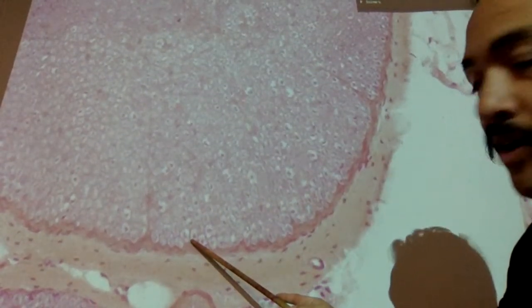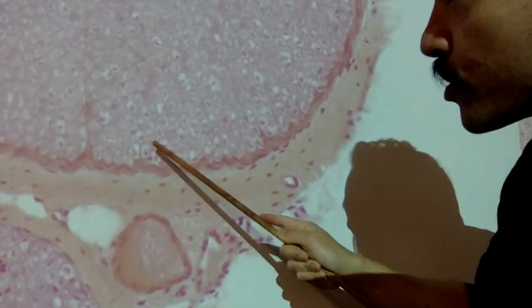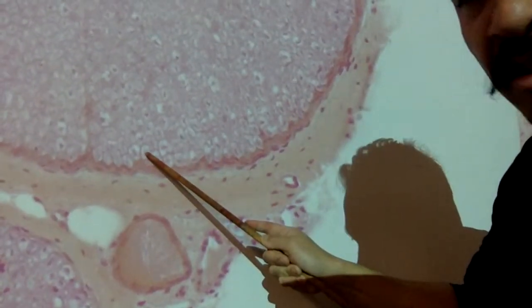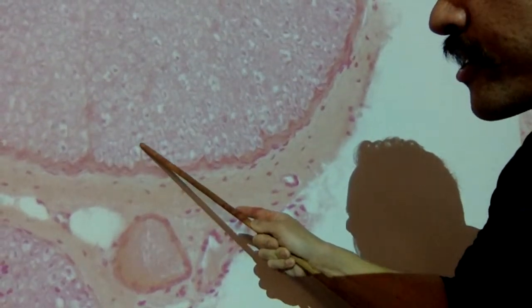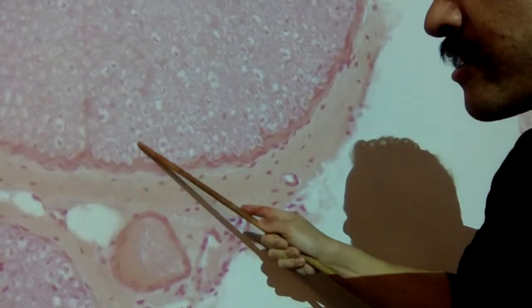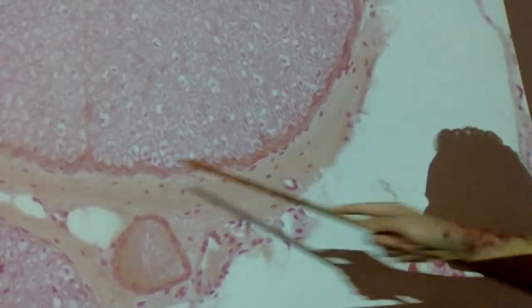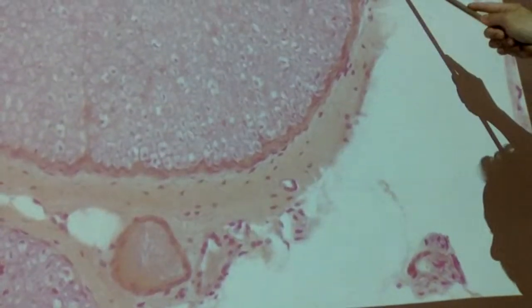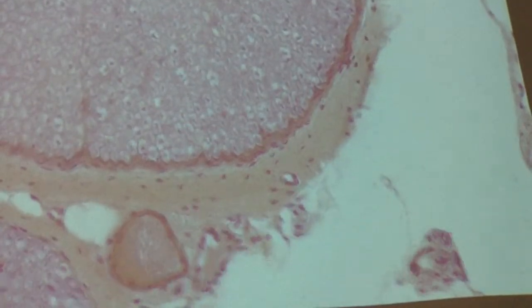Endoneurium is surrounding an individual axon. So you can see the axon here in this darker pink. The white is the myelin, and then endoneurium is forming the circle around that. So endoneurium, perineurium, epineurium. This is one slide of a cross section of a peripheral nerve.